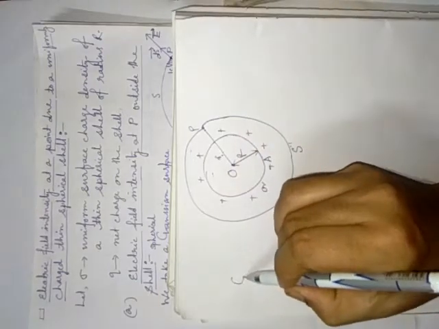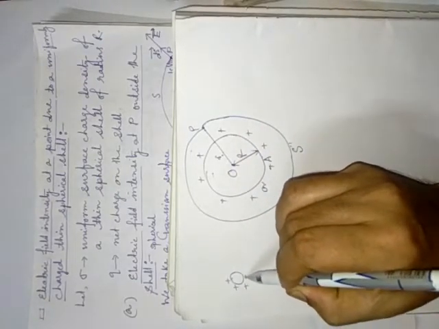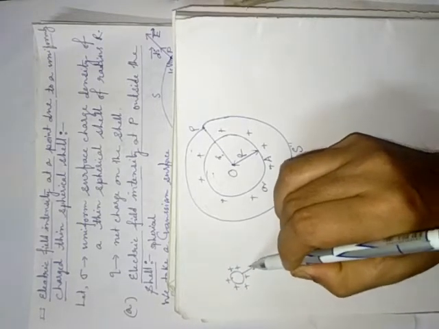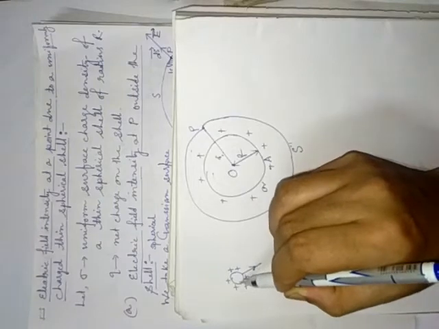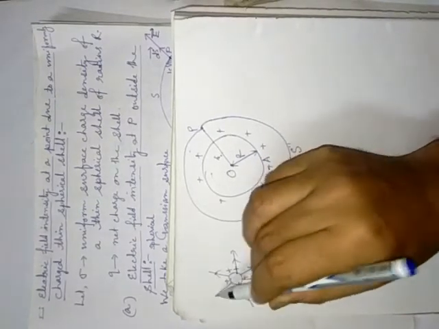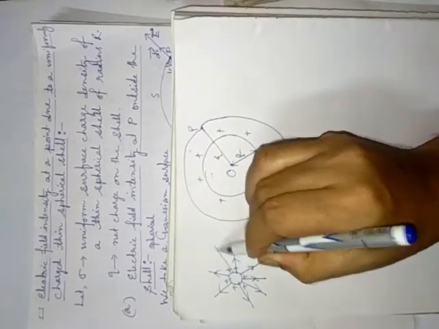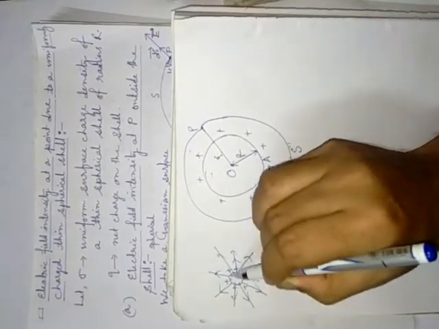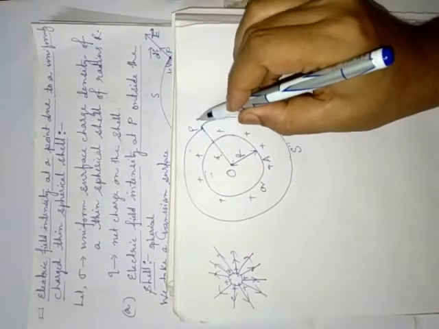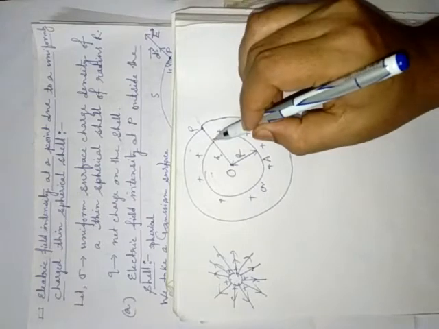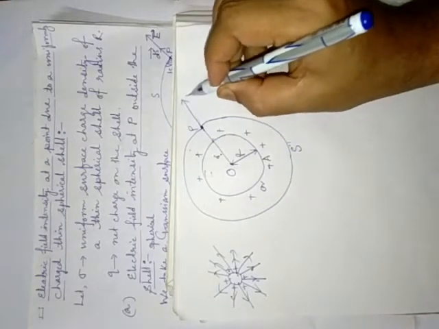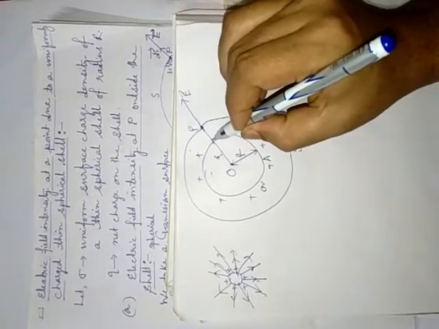Now see, one concept I would like to give you. Suppose this is the cell. Since it is positively charged, electric field lines will come out always perpendicular to the plane of the surface, like this, like this, like this. Here also electric field line will come out from this cell perpendicular to the plane. Suppose here electric field intensity is E vector, which is perpendicular to the plane.